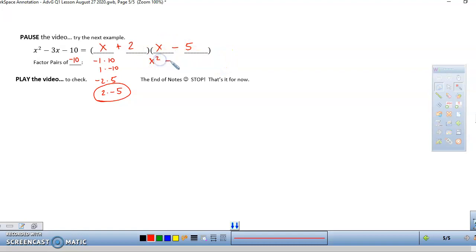So x squared minus 5x plus 2x minus 10. And then combine like terms, and you get the original expression.